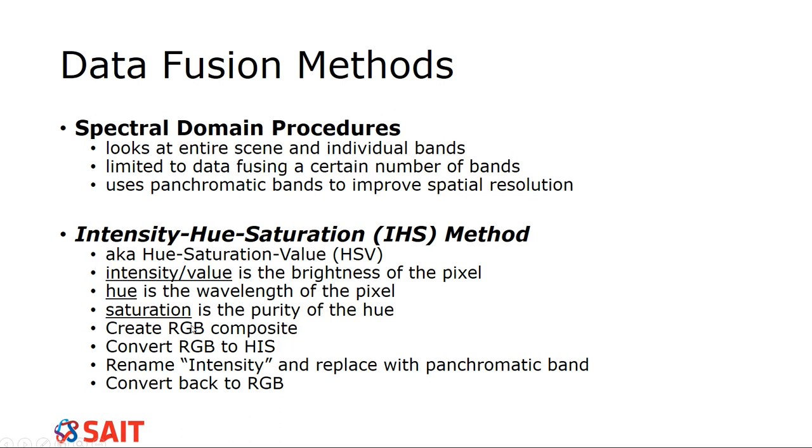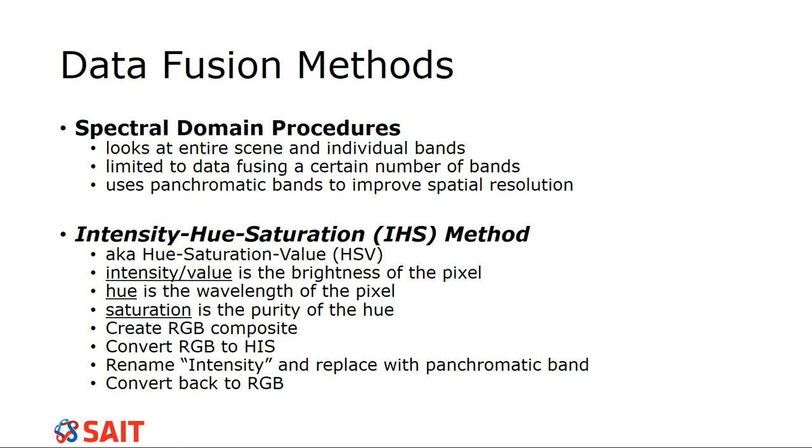So the method to doing this is we're going to create an RGB composite of whatever bands we want to use, and then we're going to convert the RGB to IHS, or HSV. That's actually a tool in the toolbox. It converts it to this other color theory. So it looks really weird on the screen because your screen is meant to represent RGB. The mathematics behind the HSV make the conversion.